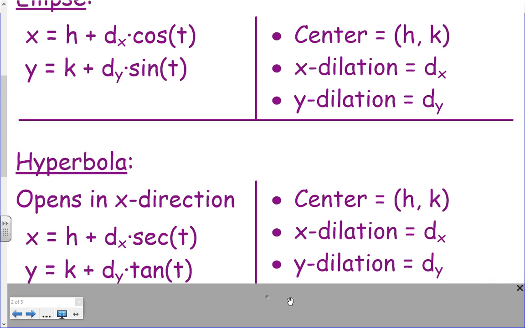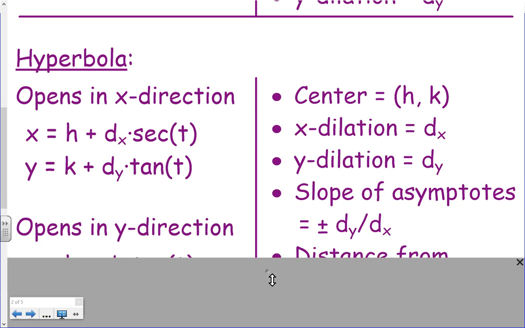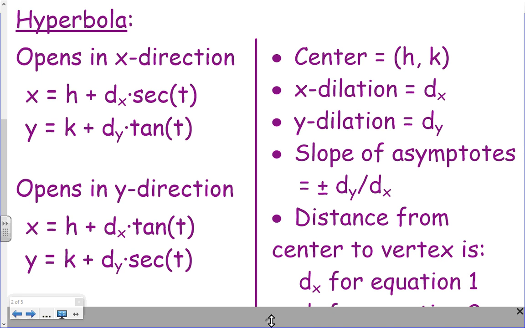All right, for the hyperbola it does depend on which direction this opens up in. So for the hyperbola, we've got two equations here. The first one here is if it opens up in the x direction, so it opens up to the left and the right. You end up with x is equal to h plus d sub x times the secant of t, and y equals k plus d sub y times the tangent of t. So we're using secant and tangent as opposed to sine and cosine to get the hyperbola. So that's if it opens up in the x direction.